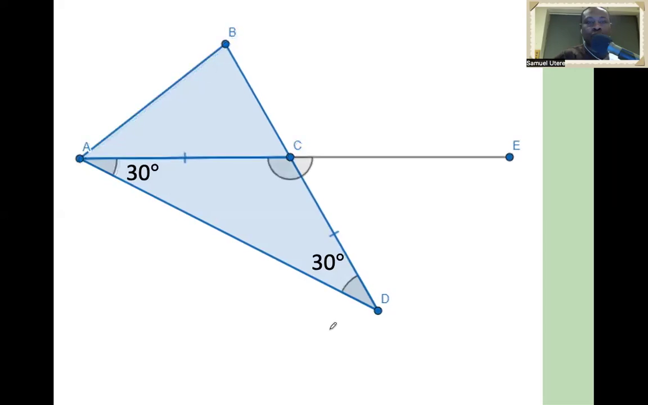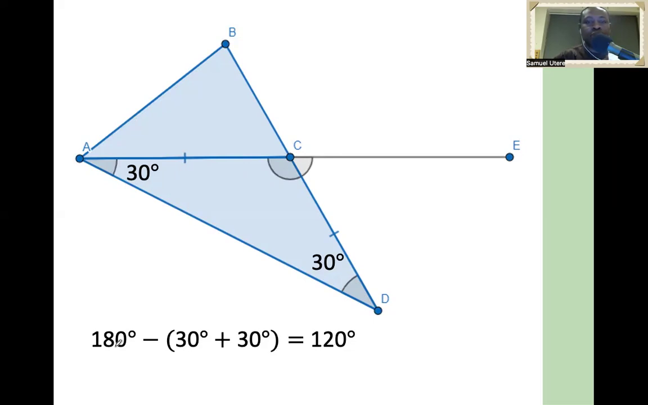We know that the sum of the angles in a triangle is 180 degrees. So if we add 30 to 30 and this angle here, we'll get 180 degrees. Another way of thinking about it is if we subtract these angles from 180 degrees, we will get this angle here. And that is why we have got 120 degrees.